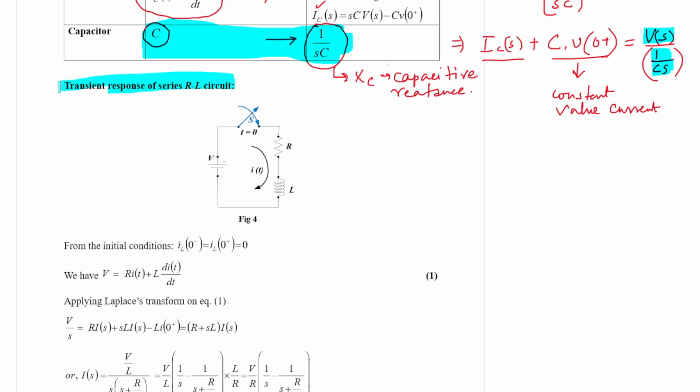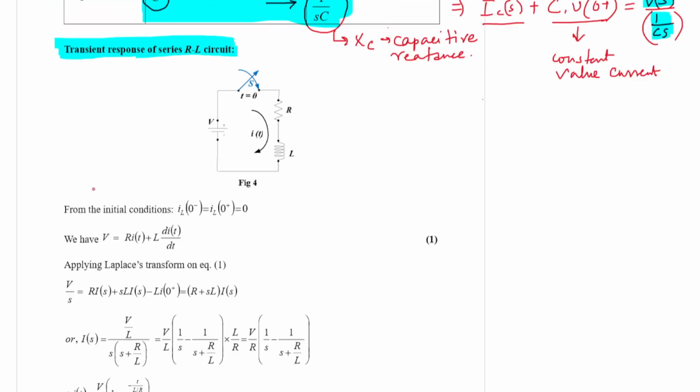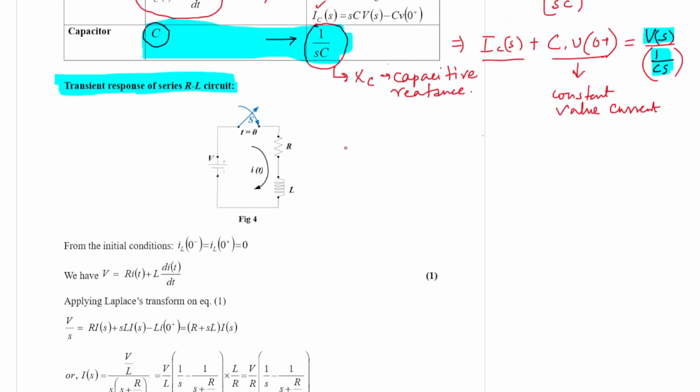Okay, so we have already solved this network using differential equation approach. Now we shall see our alternative approach. So we have a series RL circuit, RL network with a DC excitation V. Initially we have a switch. Initially it is open like this. Now it is made closed at t is equal to 0.